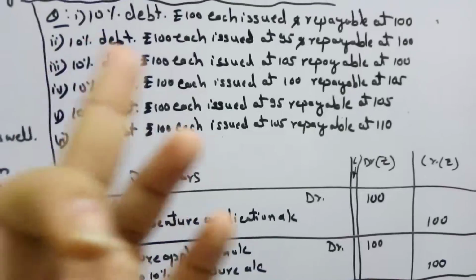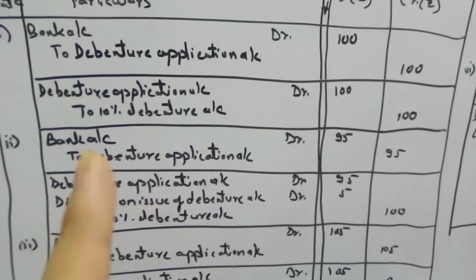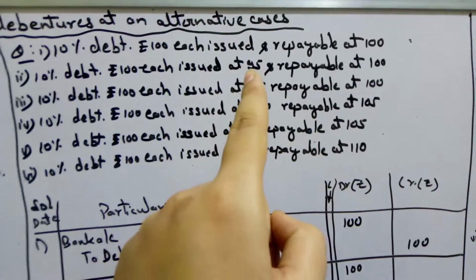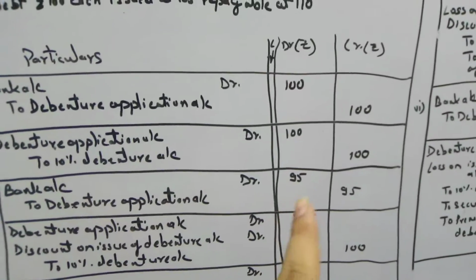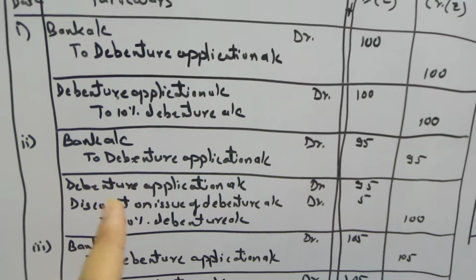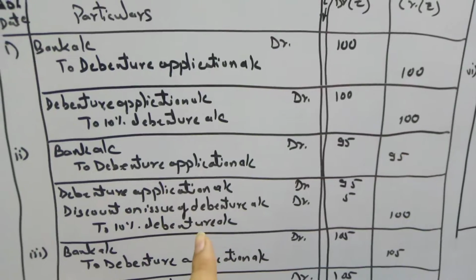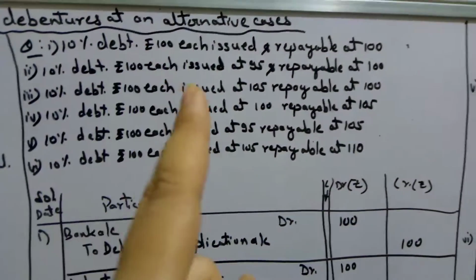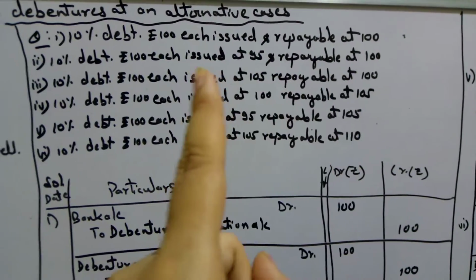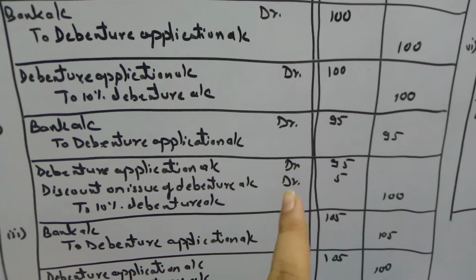So the question becomes issued at discount and redemption at par. Again the same thing: first entry, the receipt entry, bank account debited to debenture application. Since in this question the issued amount was 95, here we will be taking 95. Second entry: debenture application account debited, discount on issue of debenture account debited to 10% debenture account. Why? Because it is a redemption at par and issued at discount. Therefore, this discount is a loss, hence it is debited.